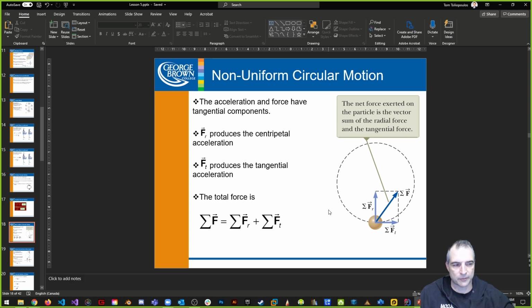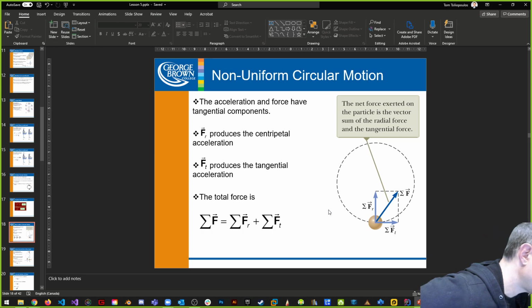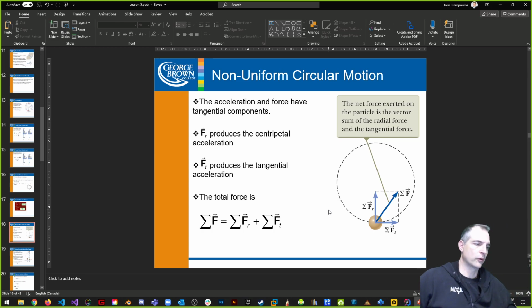If I'm looking at something else, speeds, right? Speeds aren't a vector. Speed's a scalar. So we don't care about the direction of the speed, right? In that case, we don't care about if it's positive or negative. We care that it's positive. All right, the acceleration and force have tangential components.